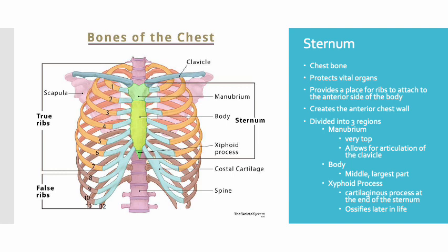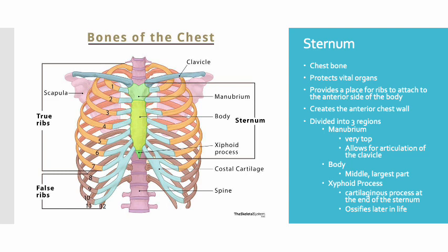So first we have the manubrium, which is kind of a triangle-y shape, but not really. It's kind of weird shaped. It's the very top, and this allows for articulation of your clavicle or your collarbone. Then we have the body, which is the main part, the most functional part. If you look here, you can see that the majority of our ribs are connected to the body of the sternum. It's the largest part, most functional part, just like every other body that we've talked about.